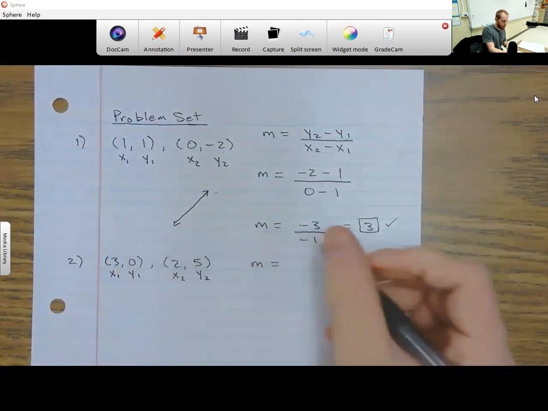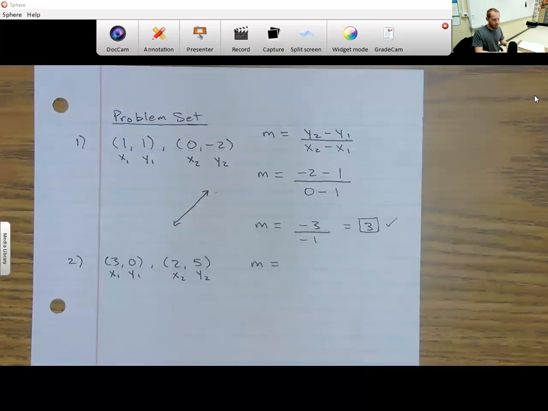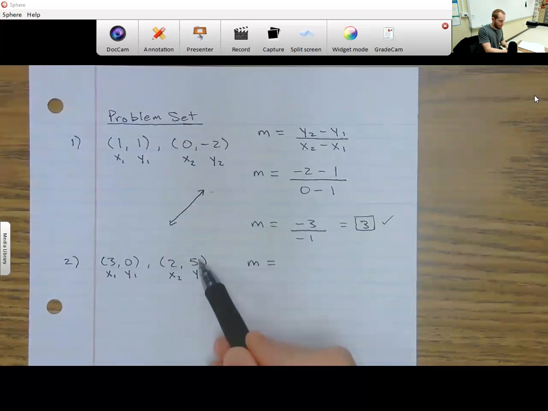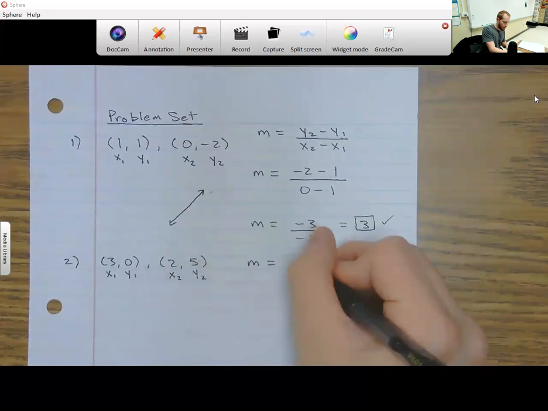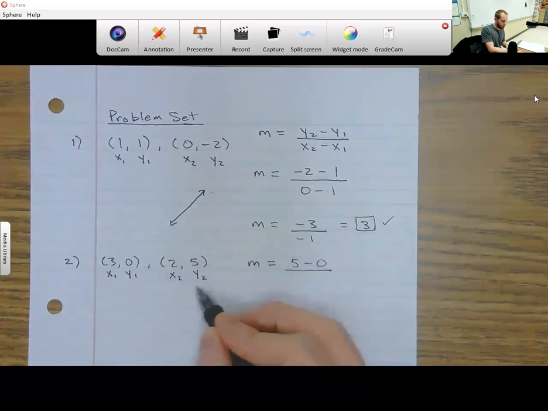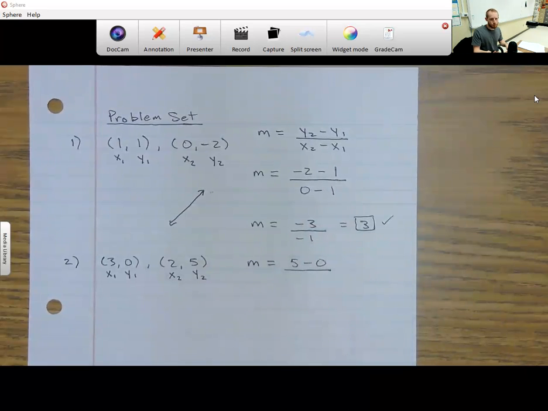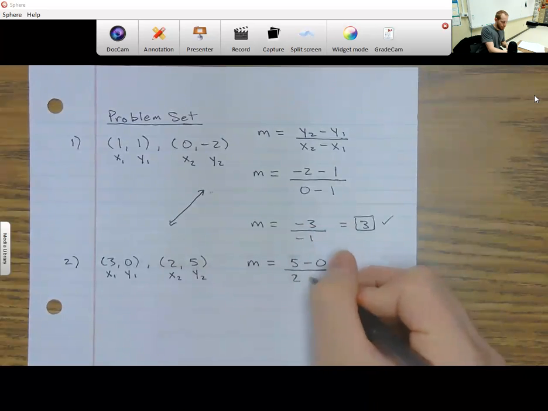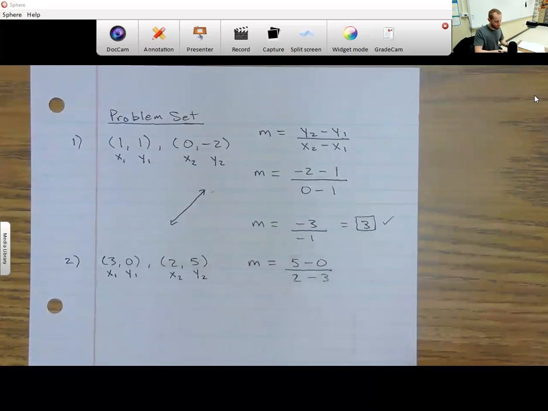So let's put them in that formula that I have up here. So at the top, we're subtracting the y coordinates, right? I'm going to have 5 minus 0. So I take y2, I subtract y1. And then at the bottom, you know I'm subtracting the x coordinates. So I'm going to have 2 minus 3. So then I work on the top, I work on the bottom, and then we're going to divide at the very end.